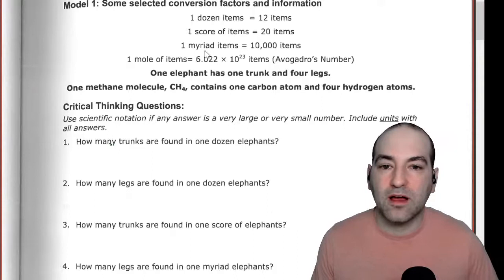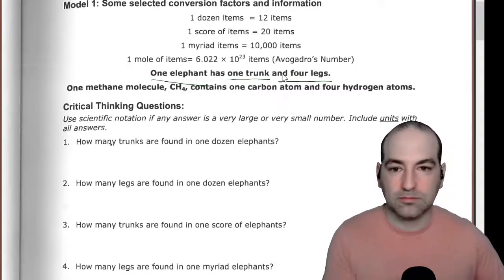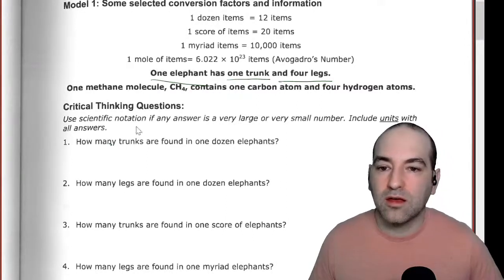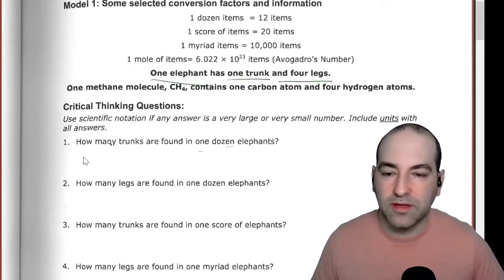So if a dozen is 12, and each elephant has 1 trunk and 4 legs, then 1 dozen elephants would be 12 elephants.